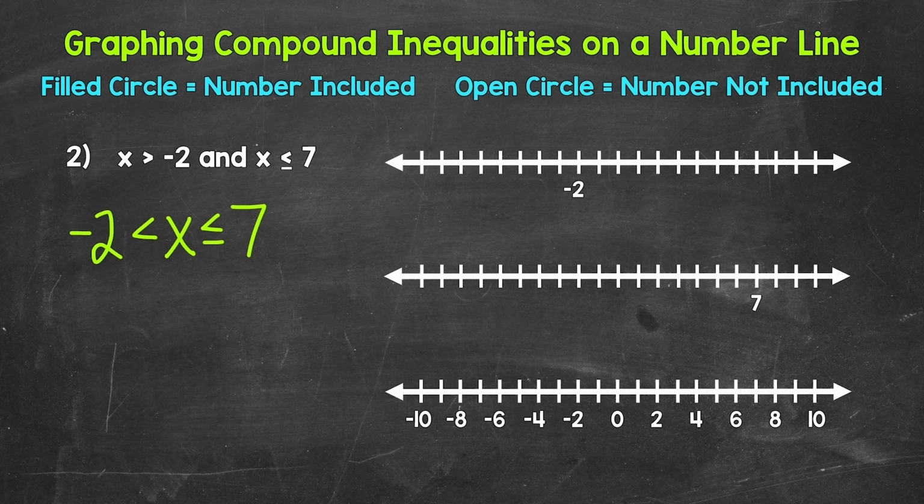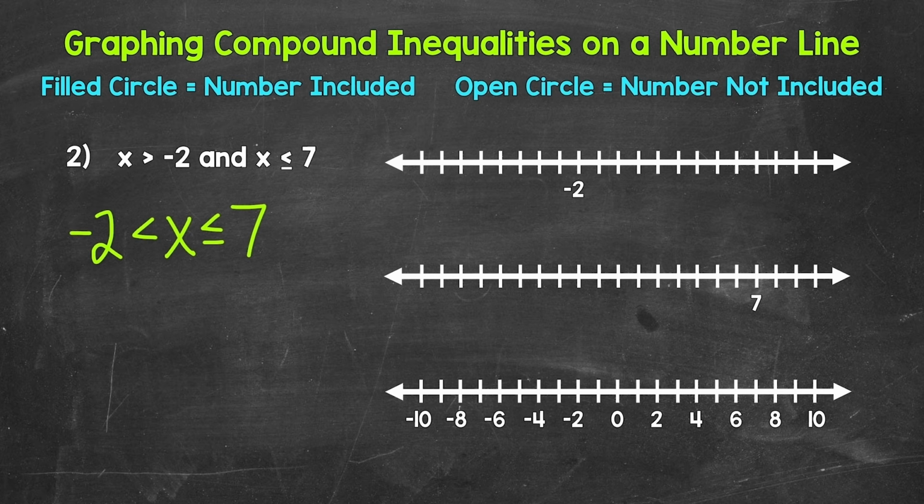And we're going to break this down into two graphs first in order to better understand what we're working with here. And then we will combine everything into one. First, we have x is greater than -2. So let's just focus on that and graph that.